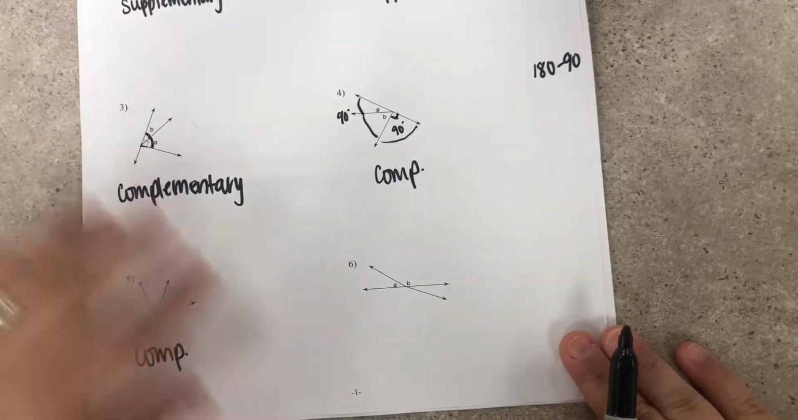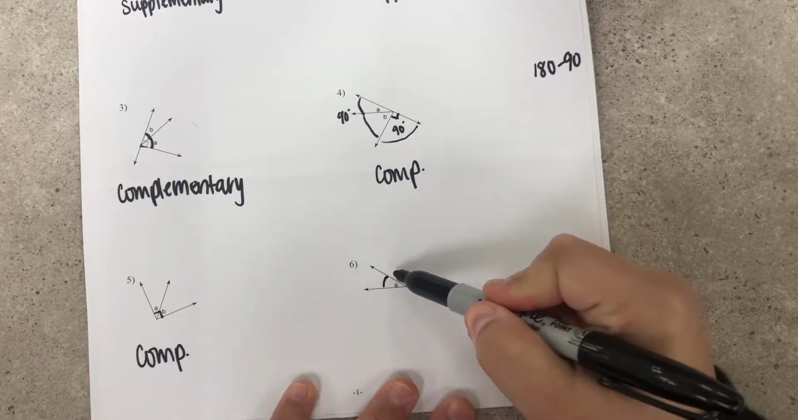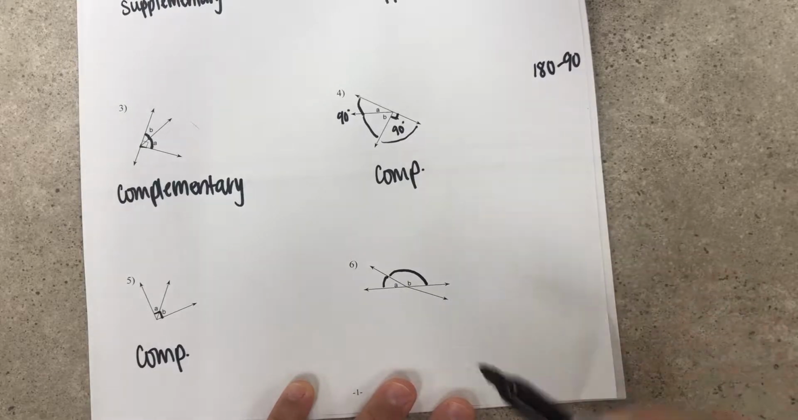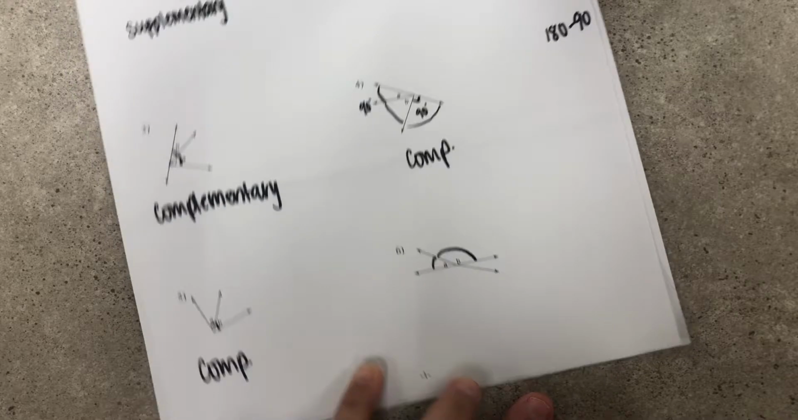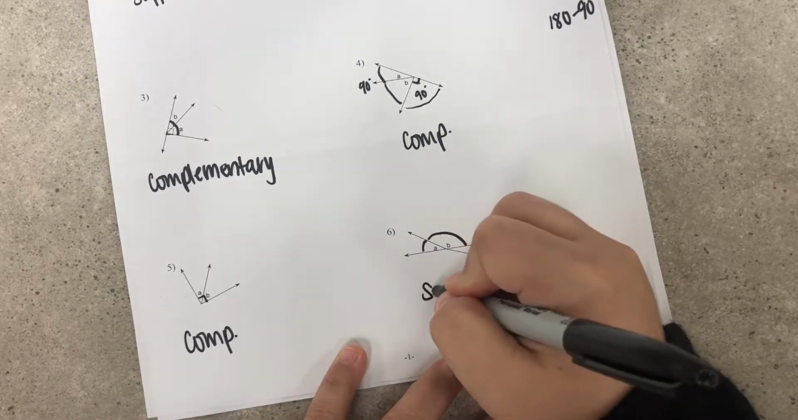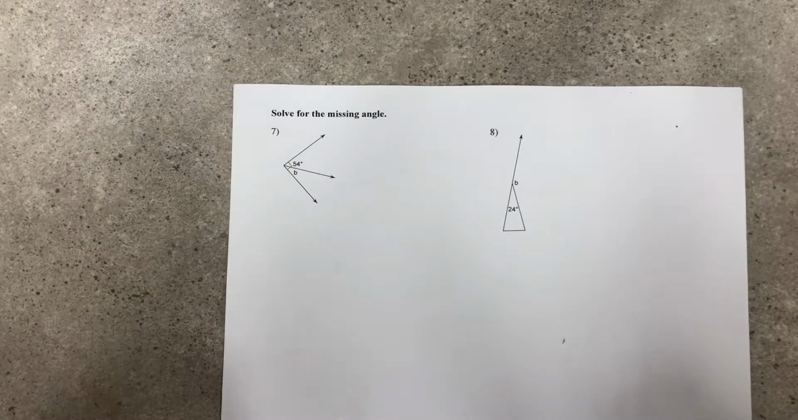And then last, we have angle A and angle B. If you look here, it's not marked, and together those two do make a straight line. So we're going to call those supplementary. So we can use the definition of complementary and supplementary to be able to solve for missing angles.